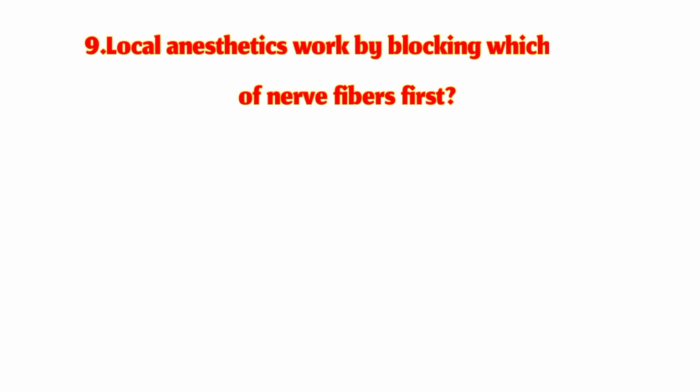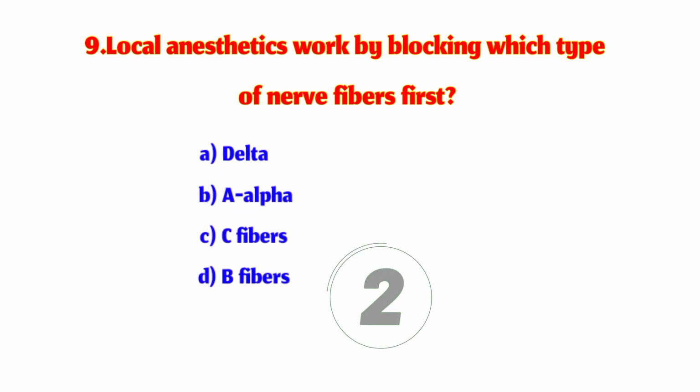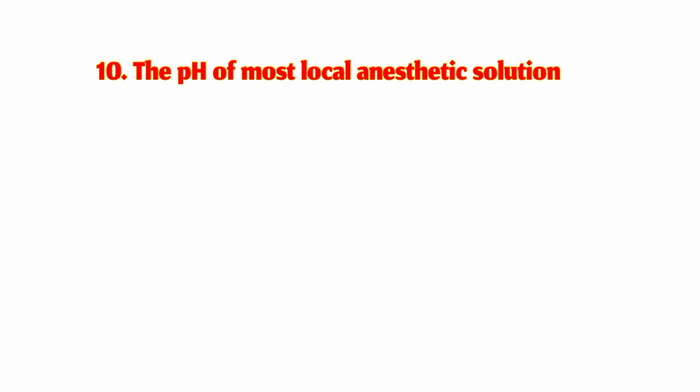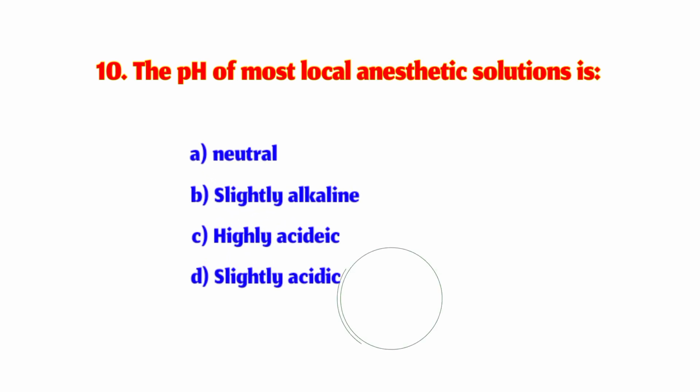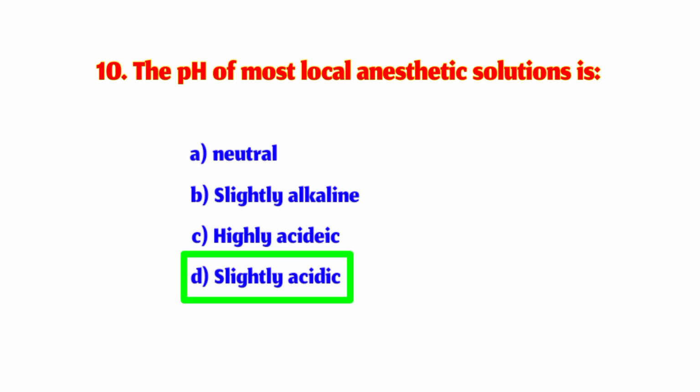Question 9. Local anesthetics work by blocking which type of nerve fibers first? Correct answer option C, fibers. Question 10. The pH of most local anesthetic solutions is correct answer option D, slightly acidic.